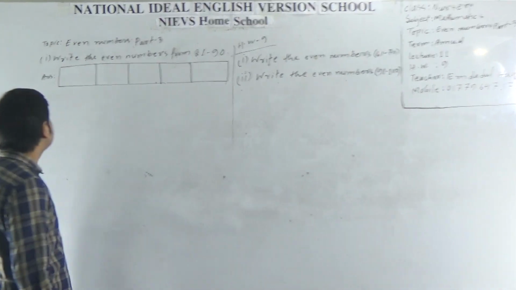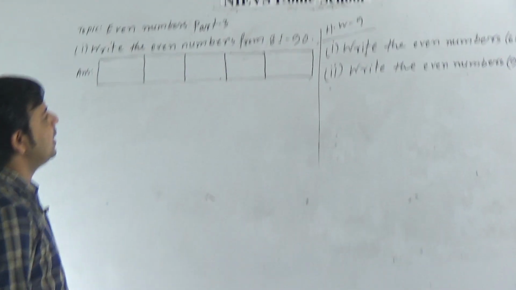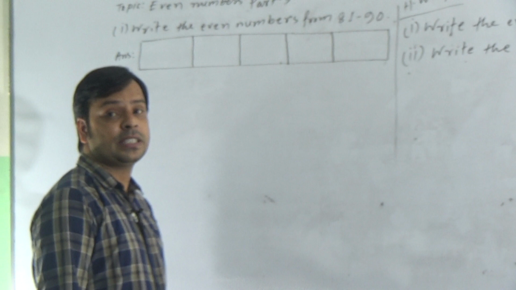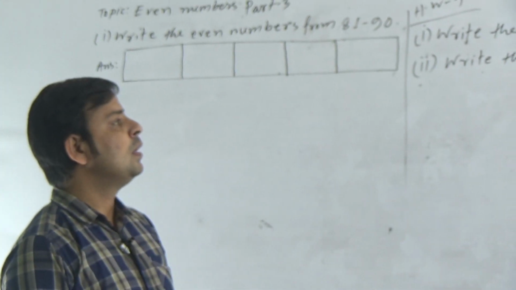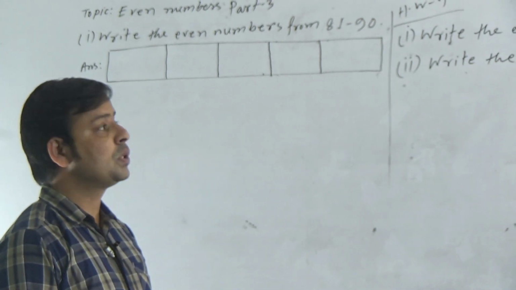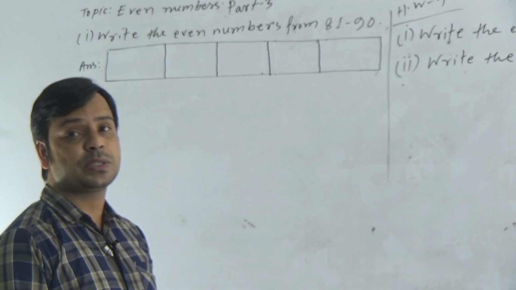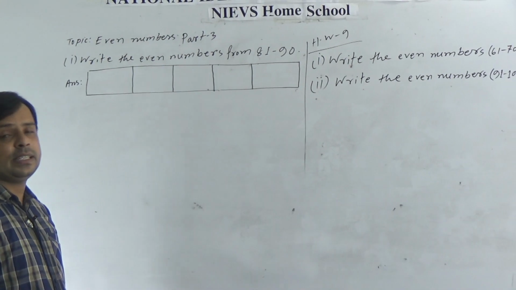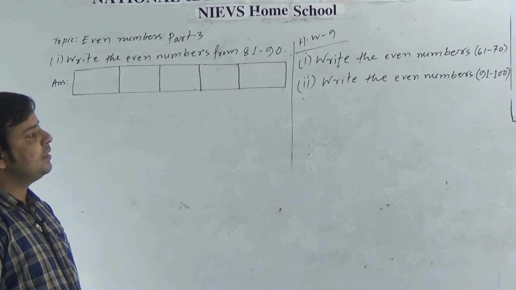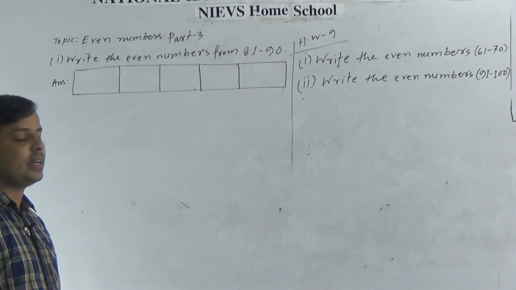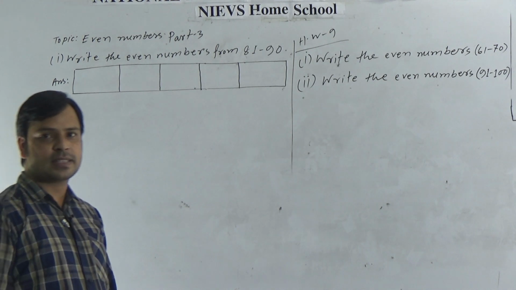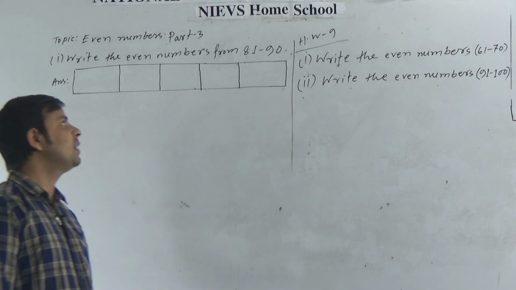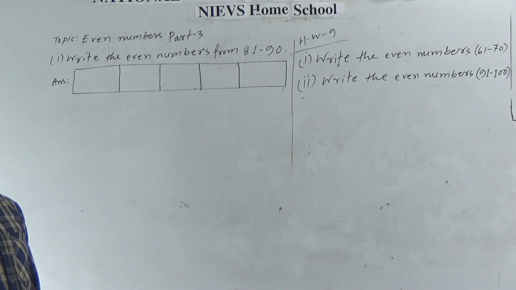Students, in the previous class, you learned even numbers from 51 to 60, 61 to 70, 71 to 80 and 91 to 100. We have learned them in two previous classes. Today we will learn the even numbers from 81 to 90.